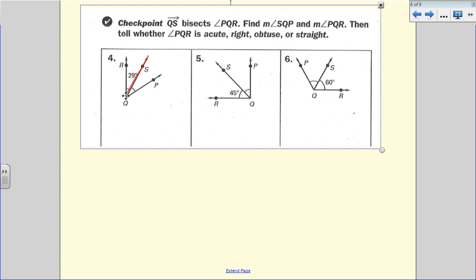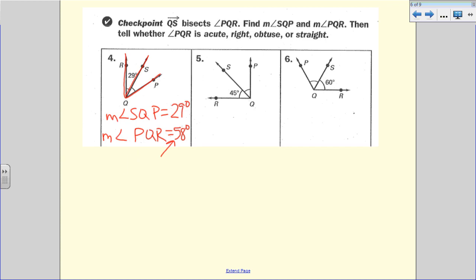I have a bisector QS of angle PQR. I know that I need to find the measure of angle SQP, the small angle, and then I need to find that measure of angle PQR, the large angle. This is a 29-degree angle, so my other small angle is going to be 29. The big angle is going to be double that, so it's 58 degrees. I need to classify this, and it's going to be classified as acute.